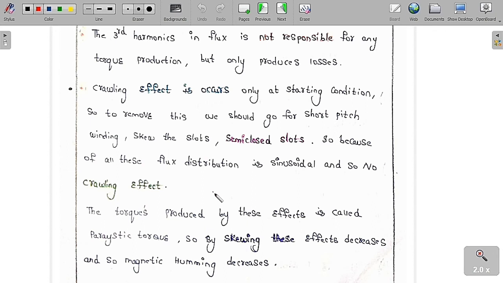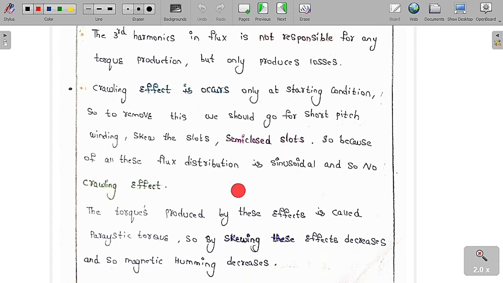At this low speed, the rotor may think that it is a stable region, but actually it is not, because of the non-sinusoidal flux distribution. If you remove this, definitely the crawling effect is absent. So we have to remove this non-sinusoidal flux by using short pitch winding, skewing the slots, or semi-closed slots. With the help of these, we can remove the non-sinusoidal flux distribution and make it purely sinusoidal.